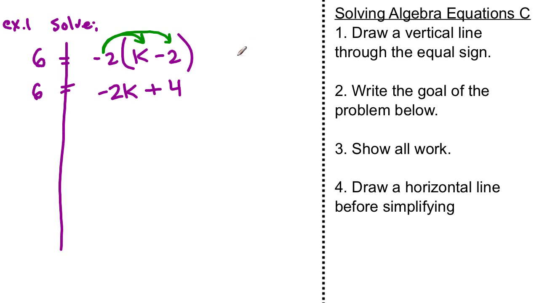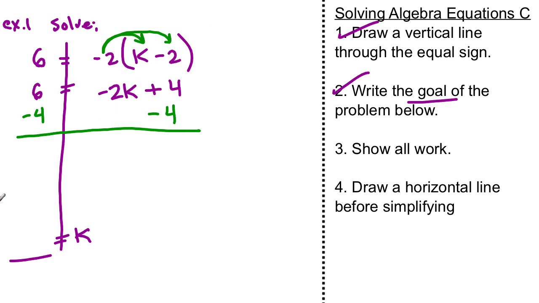Okay? Now, sorry, I forgot an important step. Remember, we drew the vertical line. We want to write the goal. Okay, so on this problem, we're going for k is equal to a number. All right. So next step is, on the right-hand side, we want k. Right now it's negative 2 times k plus 4. We want to get rid of the positive 4 first, so we minus 4 and minus 4 both sides.